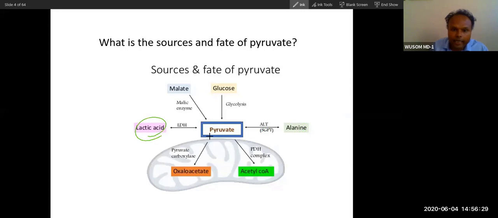Now with lactate, the same thing happens. Lactate and pyruvate can convert into each other. So we get pyruvate from lactate, and we get pyruvate from alanine, in addition to glucose. And this is a very important enzyme.